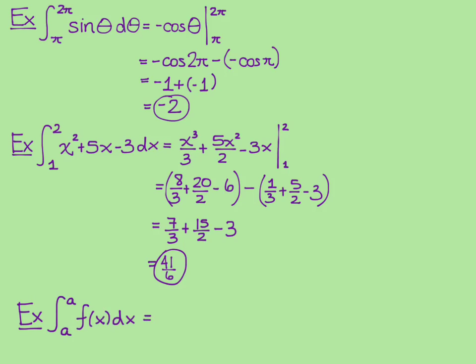Finally, let's try the integral from a to a of f of x dx. Regardless of what the antiderivative is, we're going to get capital F of a minus capital F of a. And since capital F is a function, we know that F of a is going to be the same thing in both cases, so we're left with 0. That means that the integral from a to a is always equal to 0.